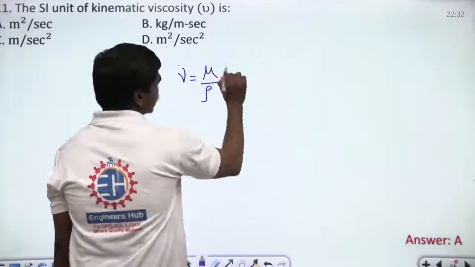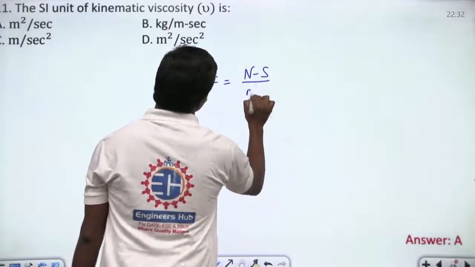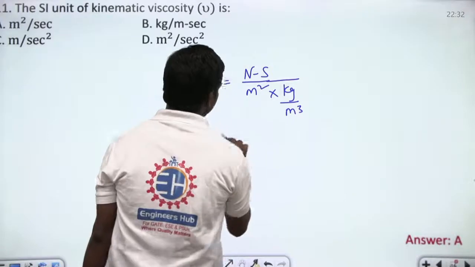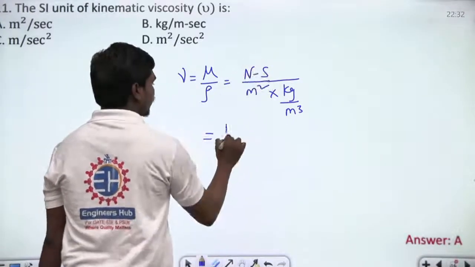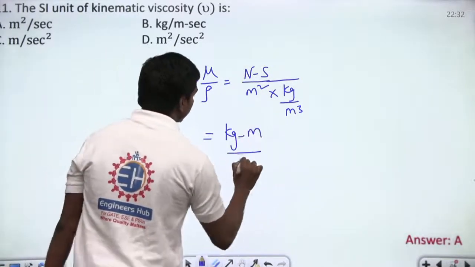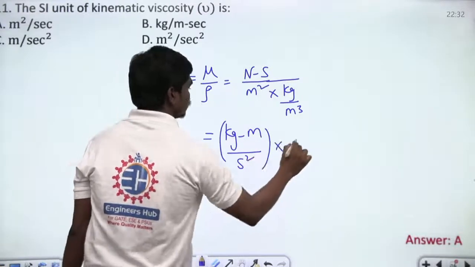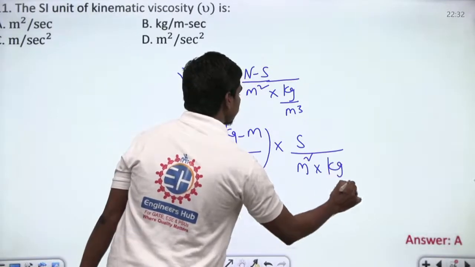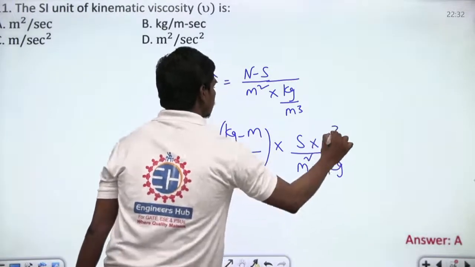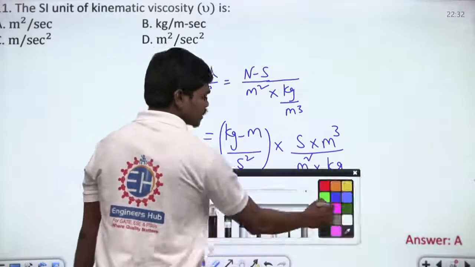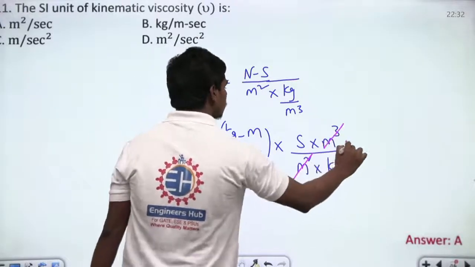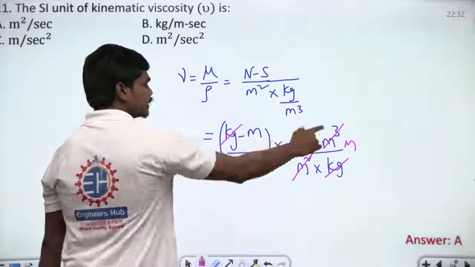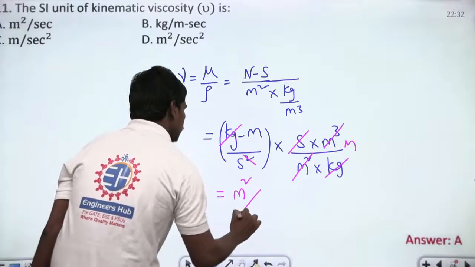So mu units are nothing but Newton second per meter square, and the units of density are kg per meter cube. If you see carefully, the units of Newton are kg meter per second square, into second, divided by meter square into kg per meter cube. So you can write this meter cube here. Correct? If you make the simplifications, this meter square cancels this meter cube one meter time, this second cancels this square, and of course this kg cancels this kg. So meter into meter is meter square per second. Correct?